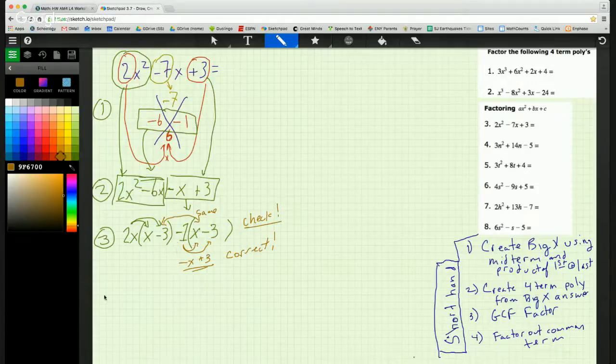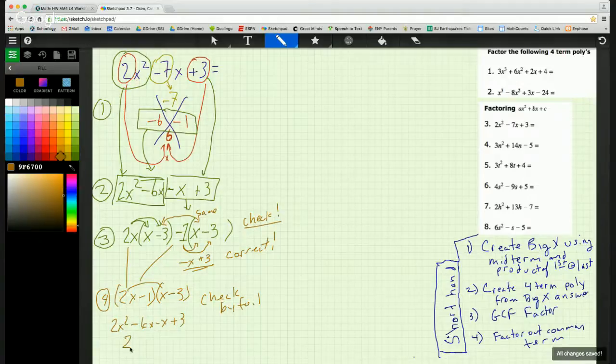Okay, so now we just do step 4, which is easy. It's practically just copying numbers. 2x minus 1 and x minus 3. Now you can check by FOILing at this point, so let's do that. First, 2x squared. Outside, -6x. Inside, -x. And then last is plus 3. So I get 2x squared minus 7x plus 3.